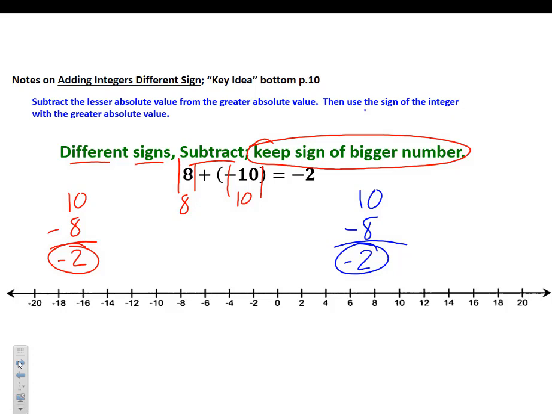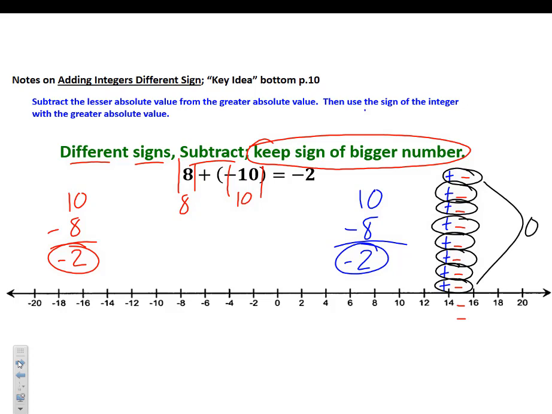Modeling that, if I had some chips, 1, 2, 3, 4, 5, 6, 7, 8 positives, and 1, 2, 3, 4, 5, 6, 7, 8, 9, 10 negatives. When you think about modeling this, adding them is combining, putting together, and I have all of these 0 pairs. A positive and a negative single out to 0. So that is all 0. And what's left? All I have left is these negative 2 marks. I have negative 2 left. So a positive 8 and a negative 10 combining, because that's what adding is, gives me negative 2 left because of the 0 pairs that cancel each other out.